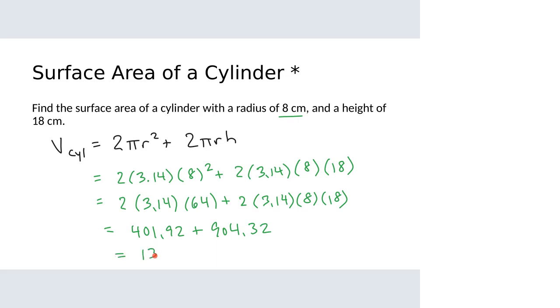and end up with 1,306.24. This is the surface area of a cylinder. These are centimeters, so this would be square centimeters. That's how much material it would take to make this cylinder.